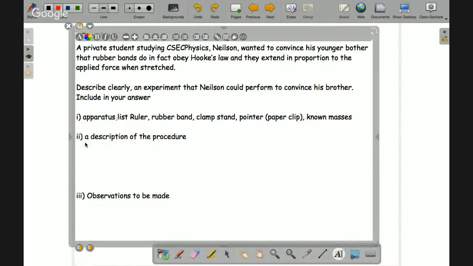And the description of the procedure. How would we, let me just change the color of this thing. How do we go about it, because essentially what we're trying to do is just prove Hooke's law.